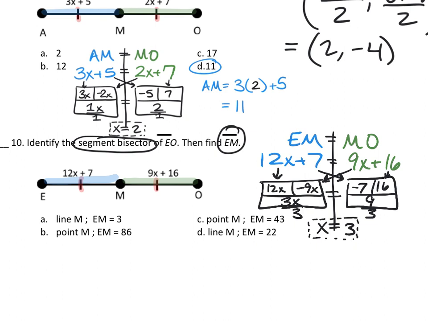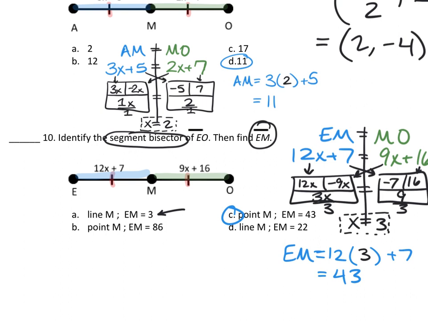And look how tempting that is. Make sure you know what the question is because we didn't ask for x, it says EM. Well, EM is the blue part, so I'm just trying to figure out what happens when I take 3 and plug it in for x. Right there. 12 times 3 is 36. 36 plus 7 is 43. So we should have gotten answer choice C. How did you do? I went through that really fast, but we had time to think about it.